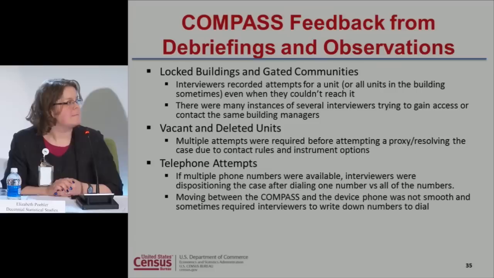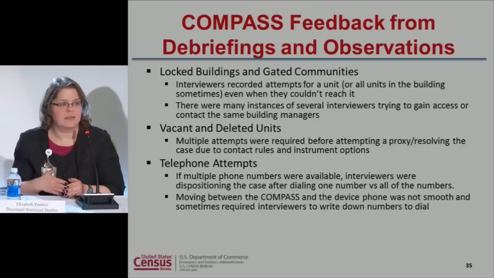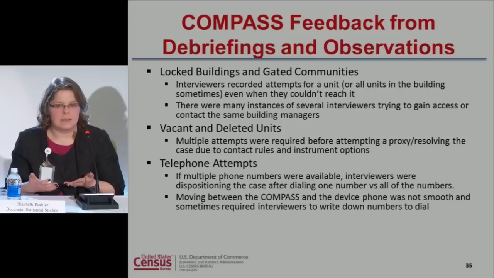Another issue that we identified was with vacant and deleted units. Multiple attempts were required before attempting a proxy in the 2014 test. And this was due to the contact rules that we had in place. So they were required to make 3 contacts, for example, with the housing unit before going to a proxy. This isn't necessarily necessary for vacant and deleted units.